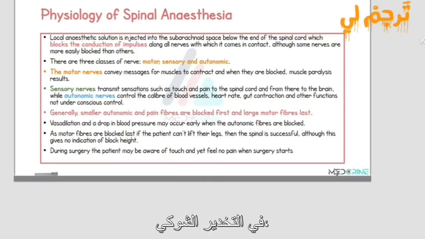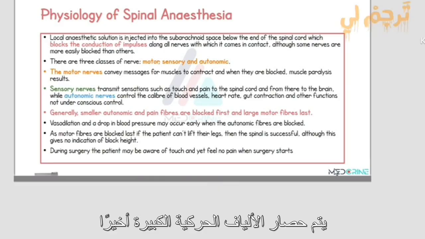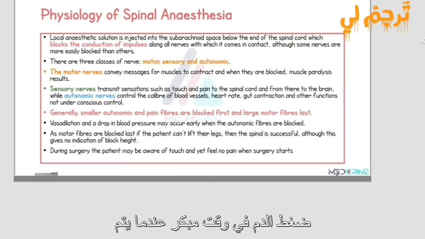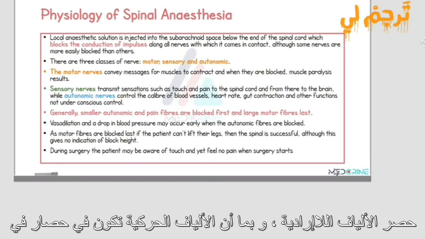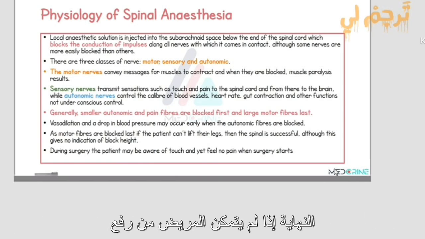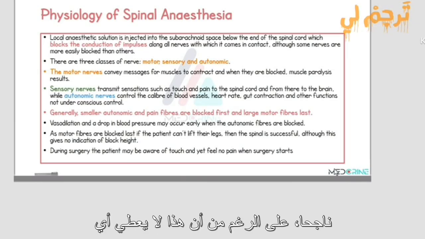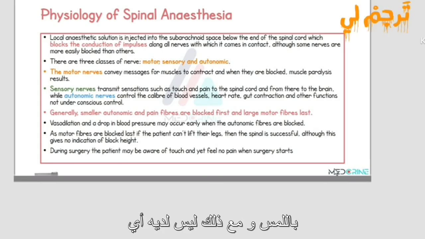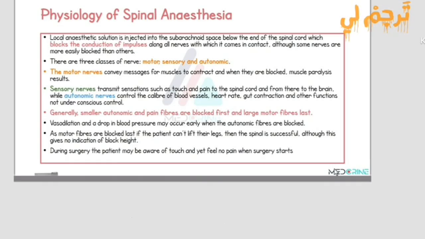In spinal anesthesia, smaller autonomic and pain fibers are blocked first, and then larger motor fibers are blocked last. Vasodilation and a drop in blood pressure may occur early when the autonomic fibers are blocked. As the motor fibers are blocked last, if the patient can't lift their legs, the spinal is considered successful. Although this gives no indication of the block height, and during surgery, the patient may be aware of touch, and yet have no sensation of pain when surgery starts.